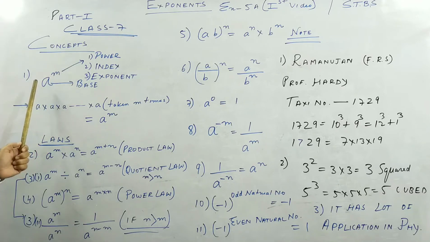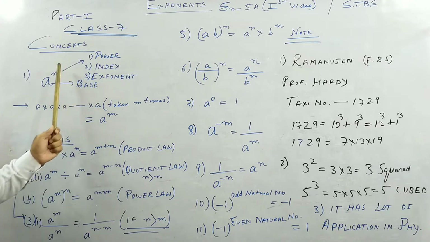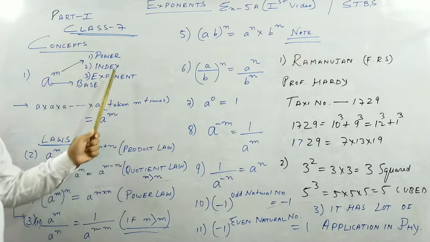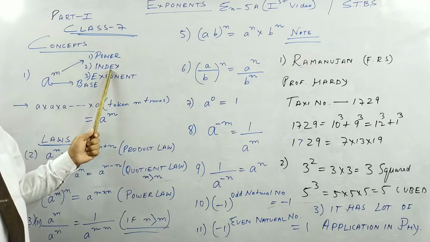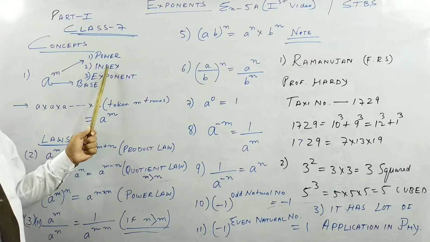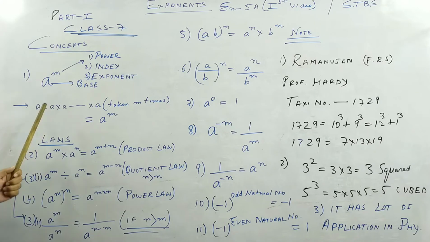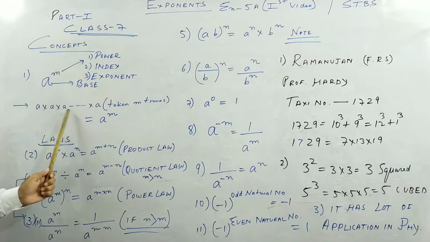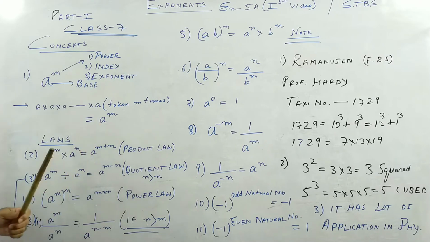So a to the power m, this is read as a to the power m. This, what is up, is called power, index or exponent. Hence the name of the chapter, exponents. Other name of the chapter is indices. Indices is a plural of index. Now you see the meaning of this. What is the meaning of a to the power m? When a is multiplied m times, you get a to the power m.